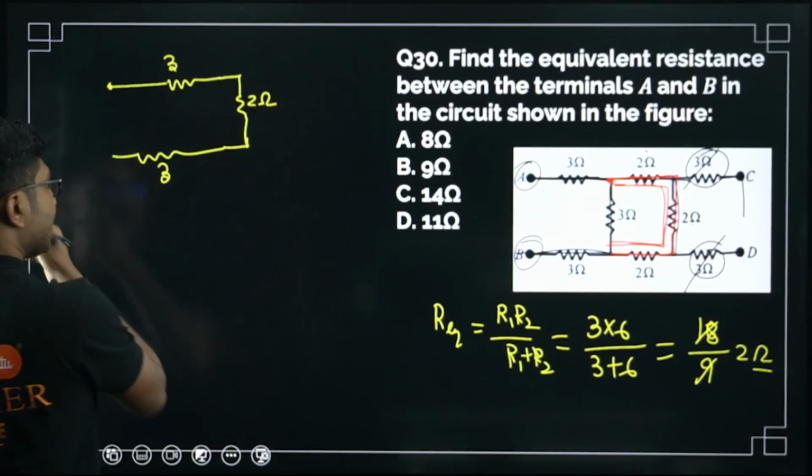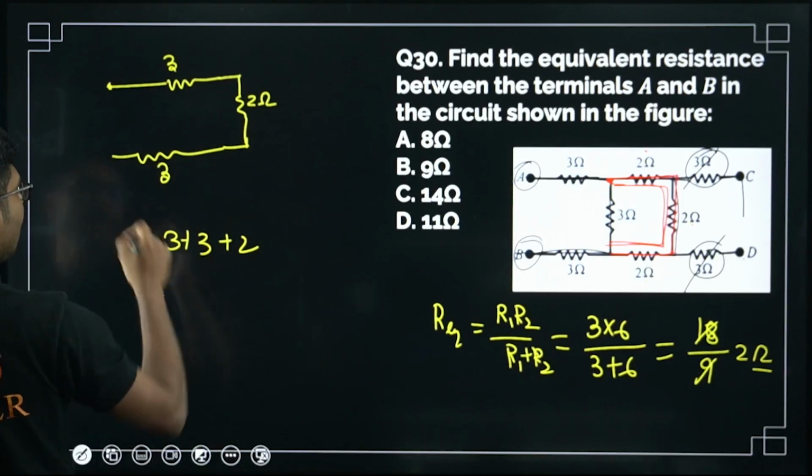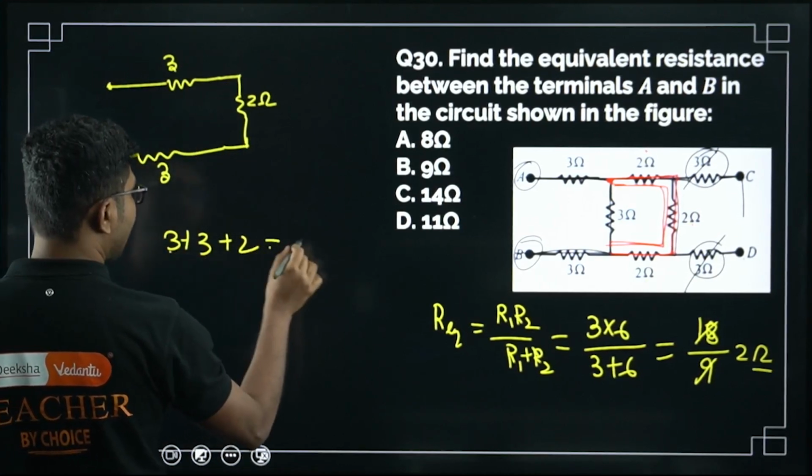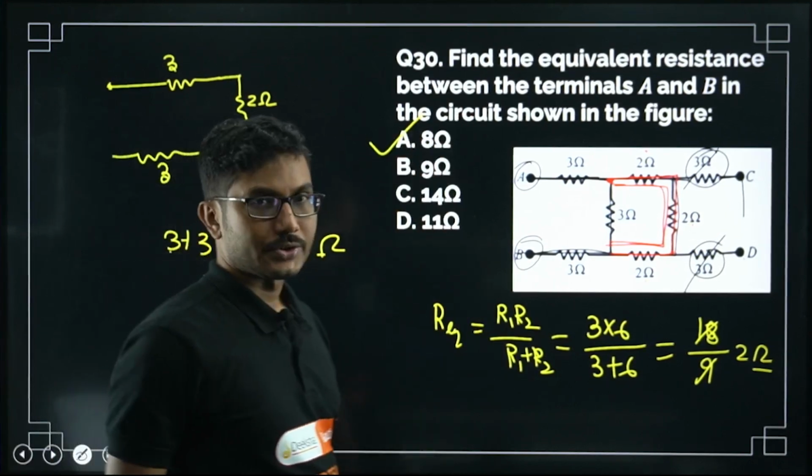Now what is the total resistance? 3 plus 3 plus 2. All of them are in series. So 3, 3, 6, 6 plus 2 is 8. So 8 ohm is the equivalent resistance.